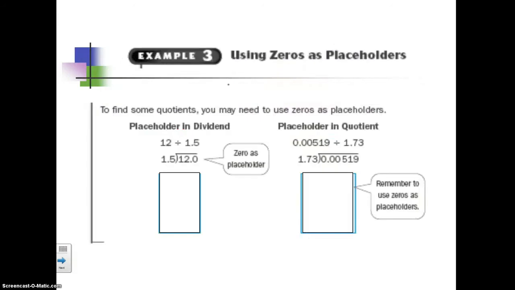In example 3, we're going to use zeros as placeholders. To find some quotients, you may need to use zeros as placeholders. The first number goes inside the division sign. It's called your dividend. The second number goes outside. First number inside, second number outside. Move the decimal point once. Now you have 15 into 120. 15 goes into 120 8 times, because 15 times 8 is 120. So the answer is 8.